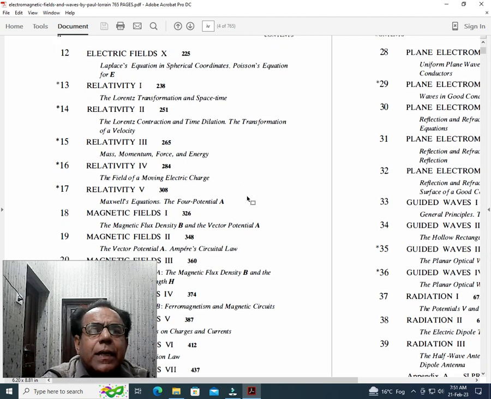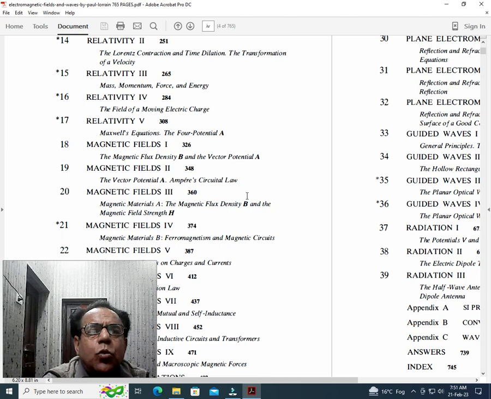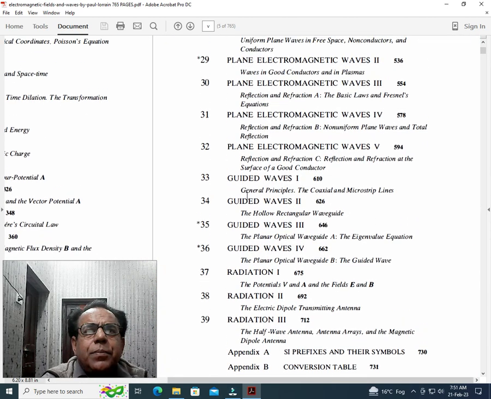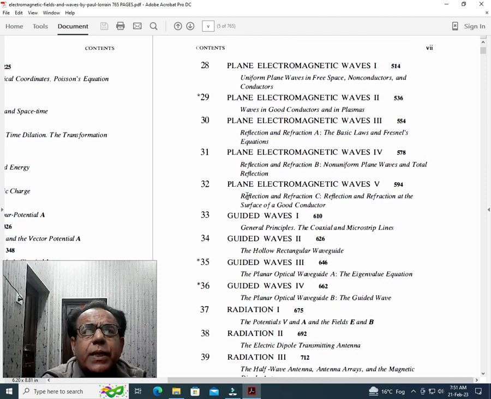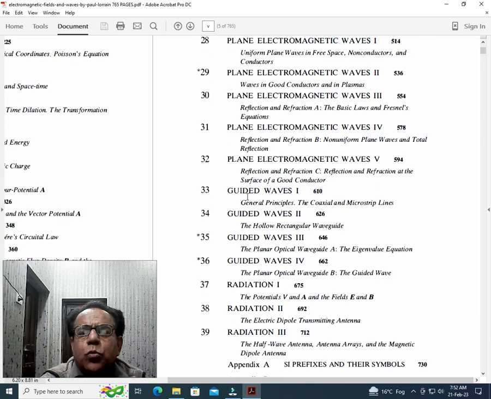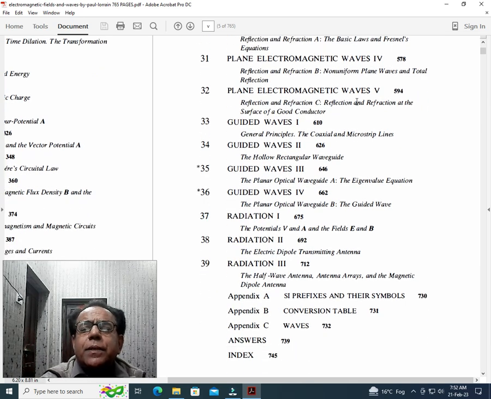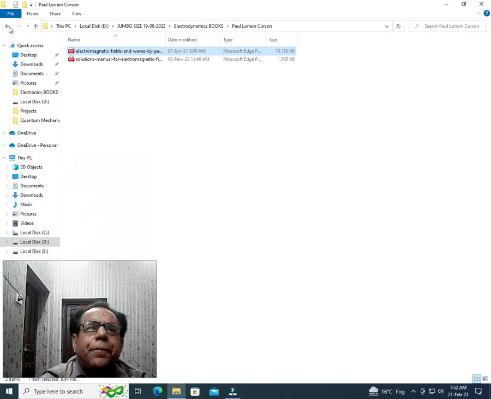Then magnetic fields 1, 2, 3, 4, 5. Similarly, chapter 28 is plane electromagnetic waves, again 1, 2, 3, 4, 5. Then guided waves 1, 2, 3, 4, 5. Then radiation 1, 2, 3. Then the appendix and index are given at page number 745. Anyhow, I think it is enough.